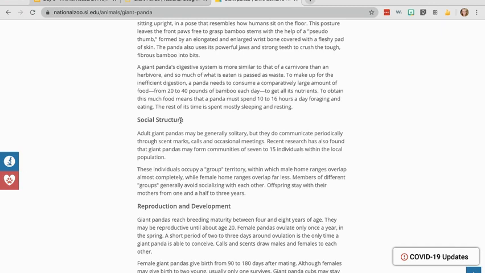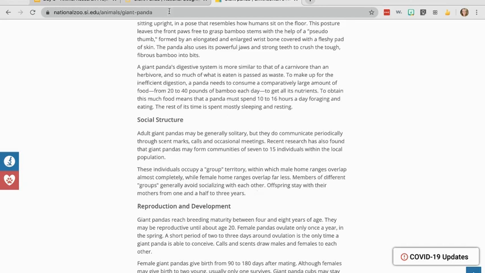Adult giant pandas may be generally solitary, but they do communicate periodically through scent marks, calls, and occasional meetings. Recent research has also found that giant pandas may form communities of 7 to 15 individuals within the local population. These individuals occupy a group territory within which male ranges overlap almost completely, while female home ranges overlap far less. Members of different groups generally avoid socialization with each other. Offspring stay with their mothers from 1.5 to 3 years.